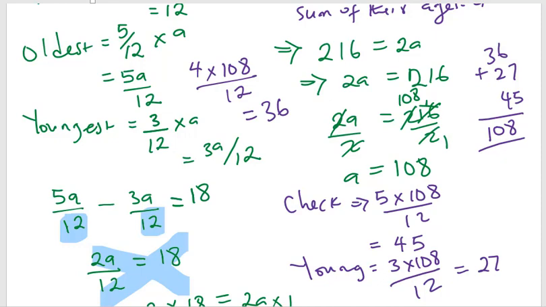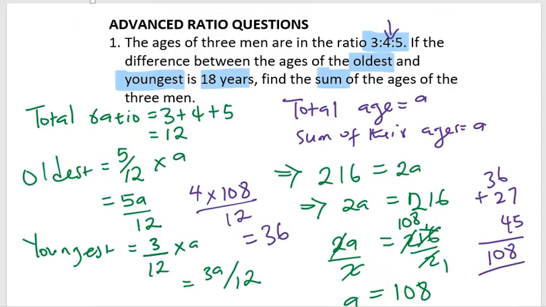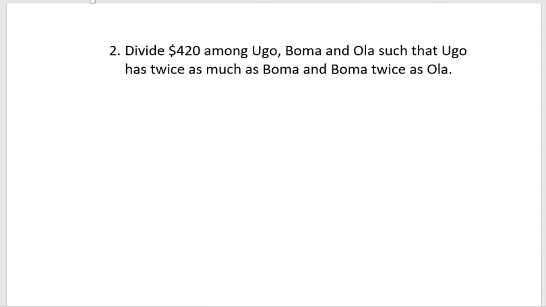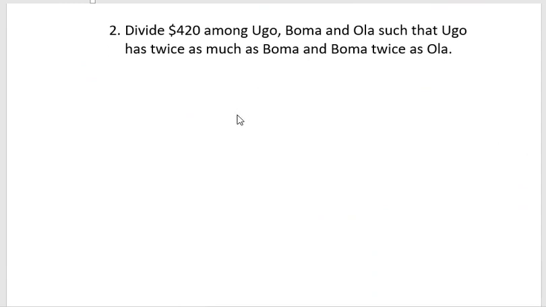Now I want you to take your time, pause this video, go from the start again, and make sure you understand every bit of information. So the second question, we have divide 420 among Ugo, Boma, and Ola, such that these are under information. These are advanced questions on ratio.